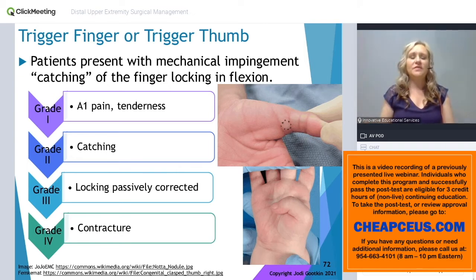The way that we grade this, whether it's in adult or pediatric cases, is a grade 1 is where they're going to have just pain and tenderness at that area of the A1 pulley here. Grade 2 is some catching. Grade 3 is where it may get stuck, but it can be passively extended back out. So it may get stuck, but I can pull it back out. And then a grade 4 is where they actually start to become contracted down.